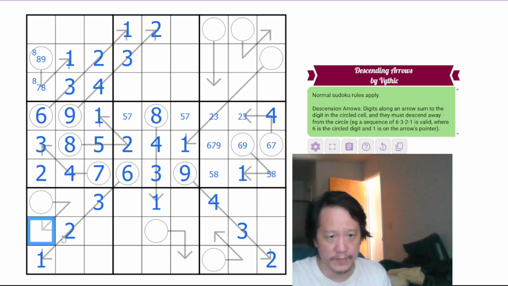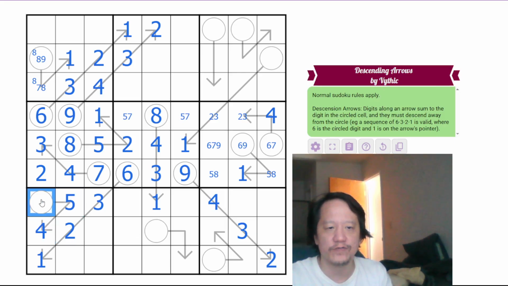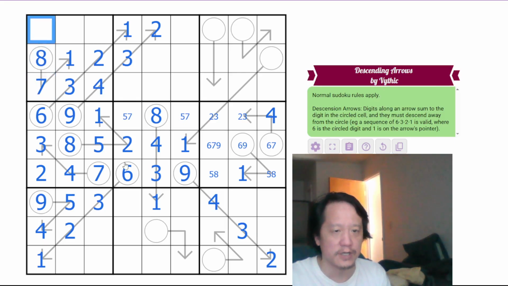This cannot have 1, 2, and 3, so this must be 4 and 5 to add up to 9. So 4 and 5 add up to 9 there. That eliminates 9 here, so it's 8 and 7. That leaves the remaining digit in column 1 as a 5.